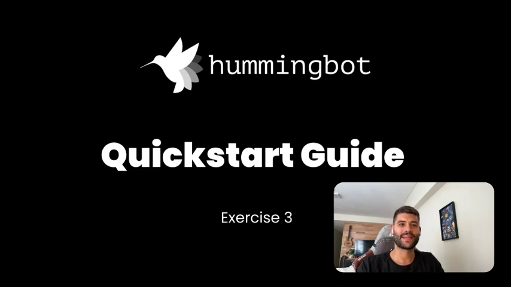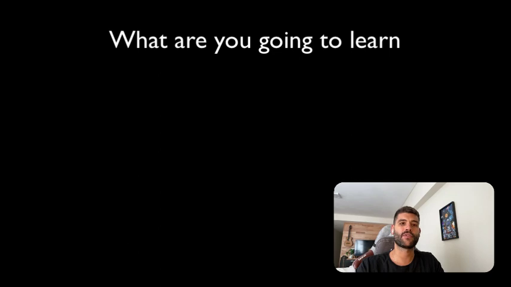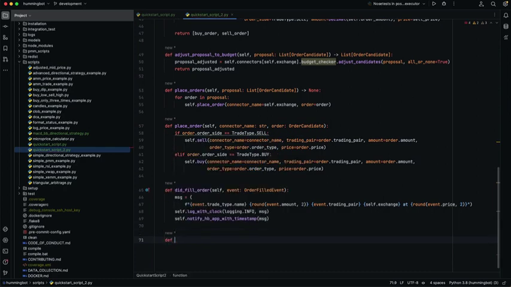Welcome to the third exercise. Today we are going to see how we can customize the format status to add the information that we want. So, let's get into it. In this case, we're going to build on top of the exercise that we did before. The first thing that we are going to do is to define the format status method.